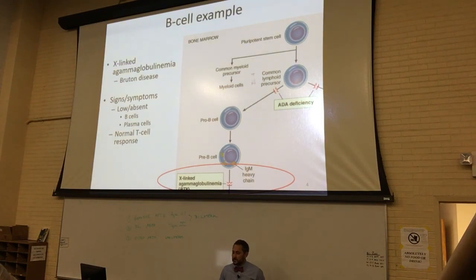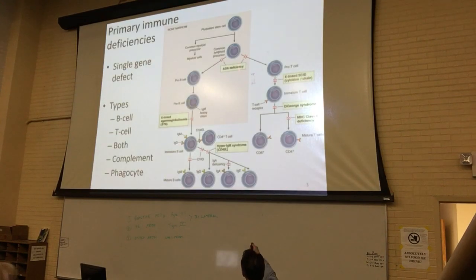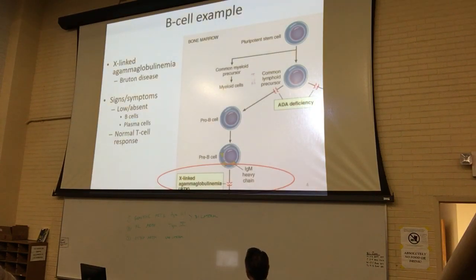So the first one is called Bruton disease. So where are we? We're up in the bone marrow, so if I back up, we're just highlighting this, and we're right here. Okay? If we've got Bruton disease, which is an X-linked agammaglobulinemia, it's an X-linked disorder, so it's more common in males than in females. It was discovered in 1952.